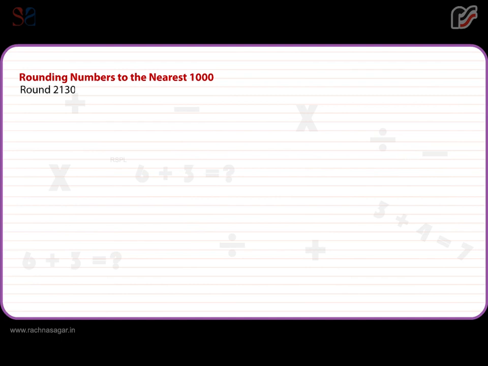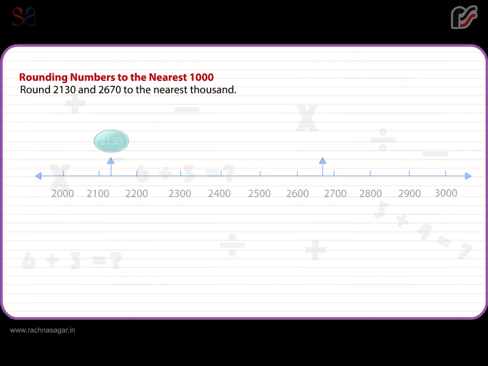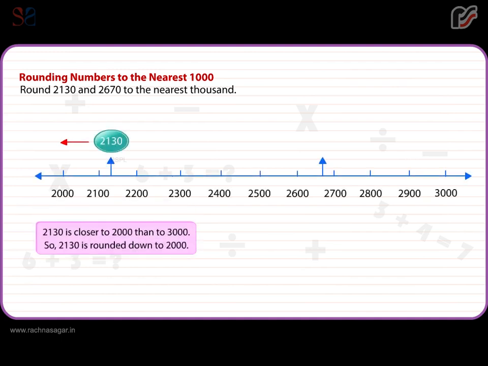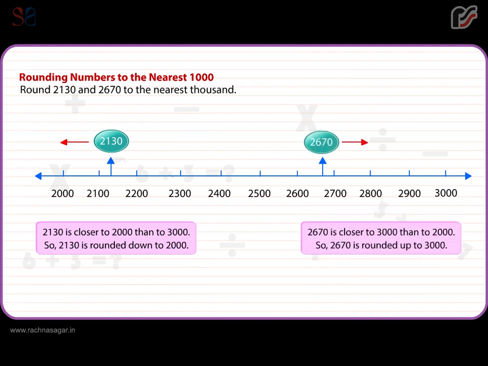Round 2130 and 2670 to the nearest 1000. 2130 is closer to 2000 than to 3000. So, 2130 is rounded down to 2000. 2670 is closer to 3000 than to 2000. So, 2670 is rounded up to 3000.